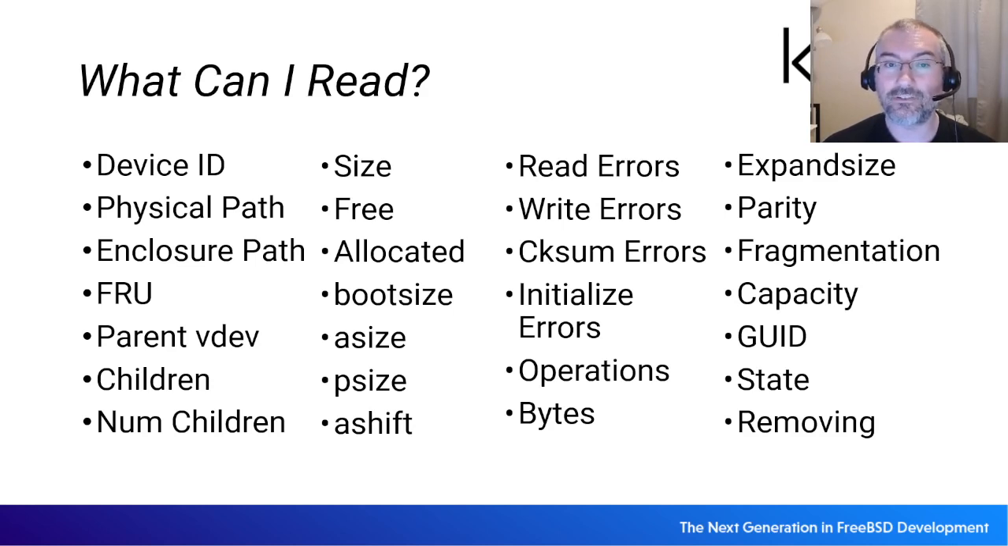Every VDEV has a unique GUID, including the leafs. So the mirror itself will have a GUID, and then each of the children of it will have a GUID. And then you can see the state of a VDEV. Is it online, offline, degraded, working, replacing, etc. And then lastly, there's a property removing, which will be on if that device is currently in the process of being evacuated to be removed from the pool.